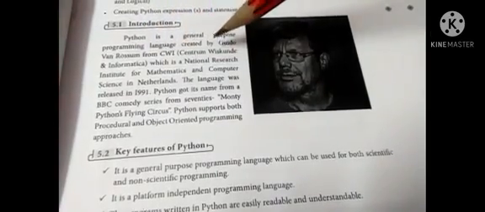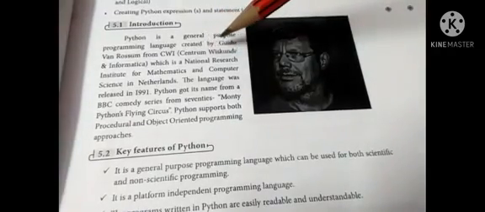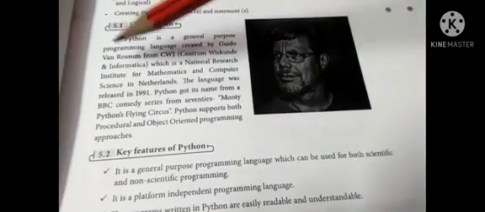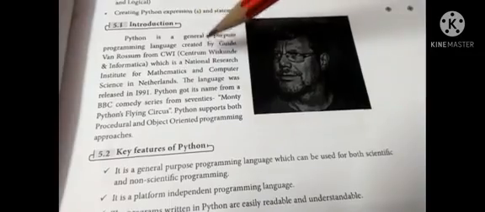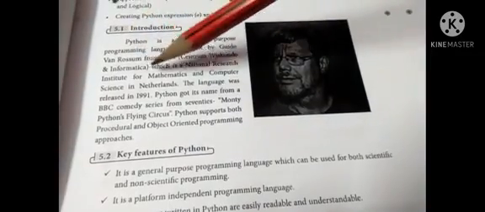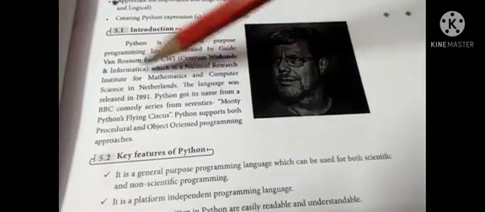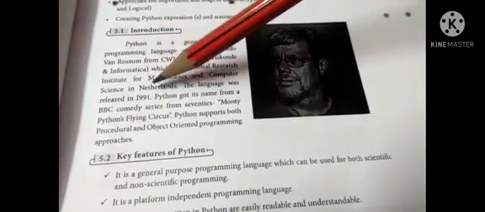So, introduction. Python is a general purpose programming language created by Guido van Rossum from CWI. CWI means Centrum Wiskunde & Informatica, which is the National Research Institute for Mathematics and Computer Science in the Netherlands.